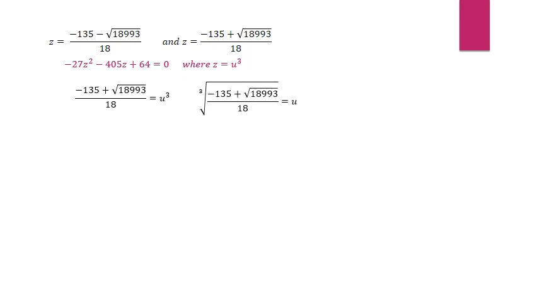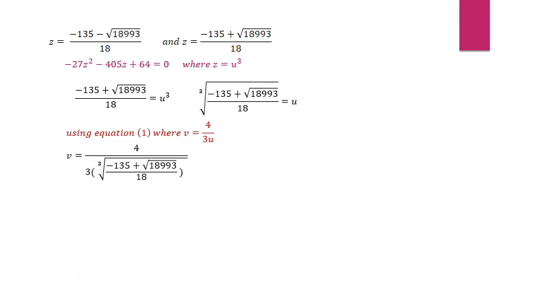We can also say the cubic root of negative 135 plus square root of 18,993 over 18 is equal to u. So now that we have that, we can use our original first equation all the way back at the beginning to solve for v. Remember that b is equal to 4 over 3u. In this case, v is now going to equal 4 over 3 times whatever is in that parentheses.